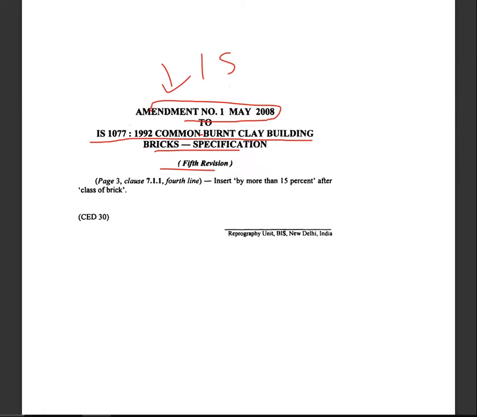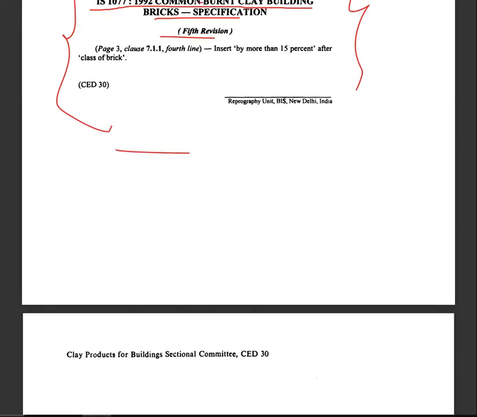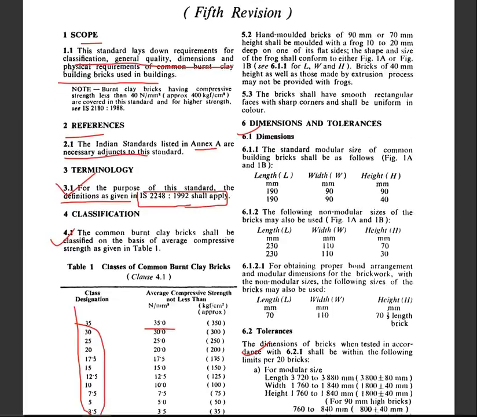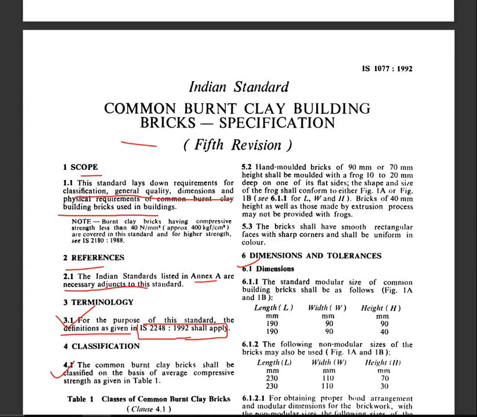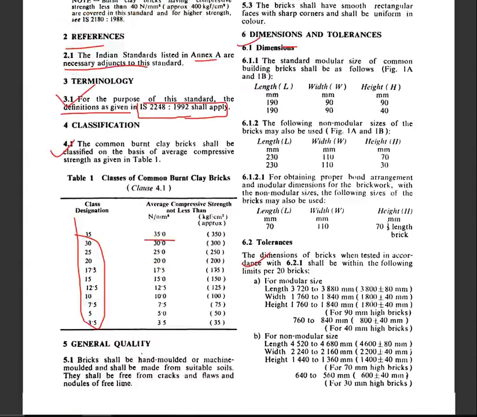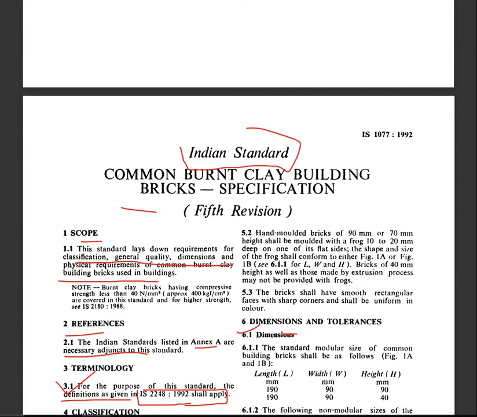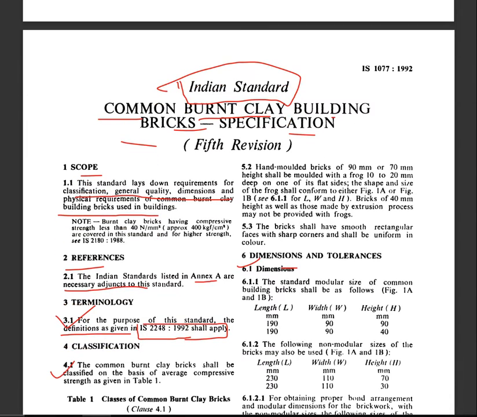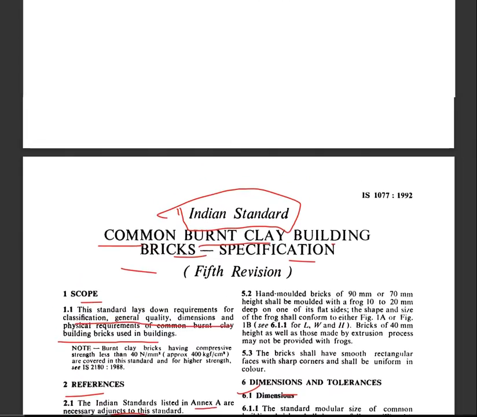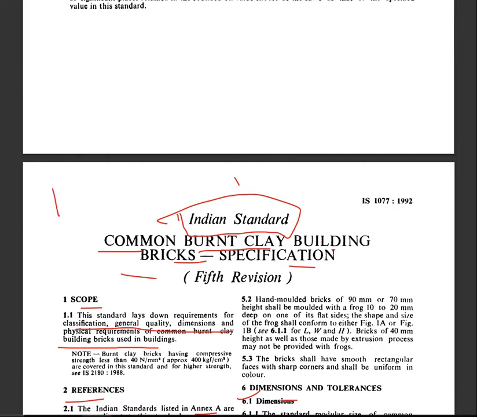Actually this is the IS code, and all the mandatory steps for finding this IS code are mentioned here, and what is the scope, what should be the dimension, tolerance. So this is actually the total Indian standard while we are dealing with common burnt clay building bricks specification. I think it will be clear to all of us what an IS code is now. It is basically one of the bills, and it is the standard, that is in Hindi Bharatiya Manak, Indian standard.